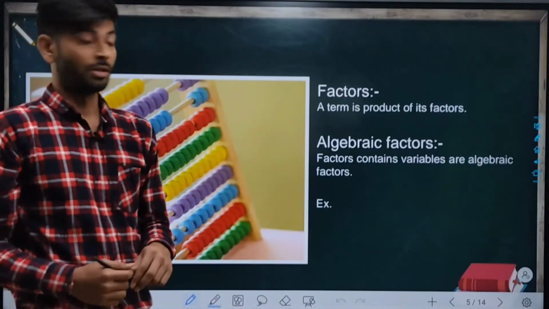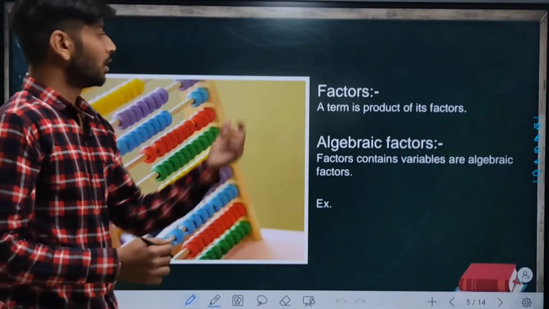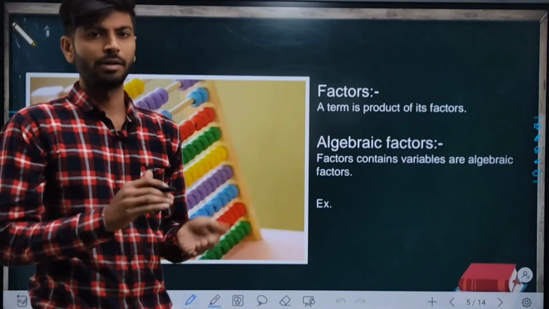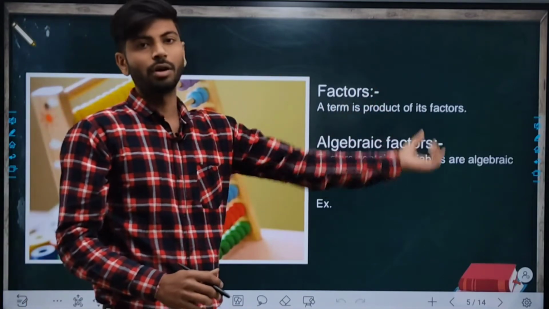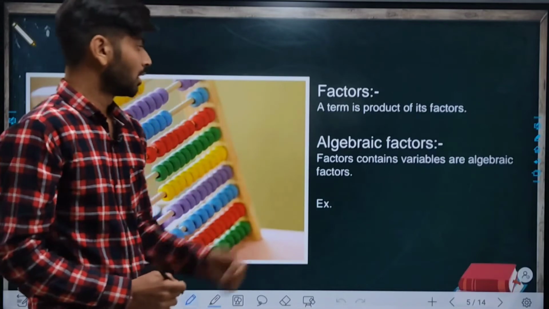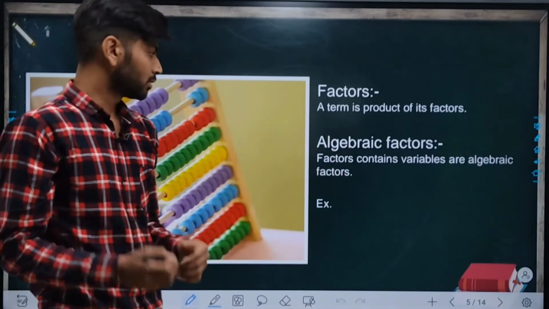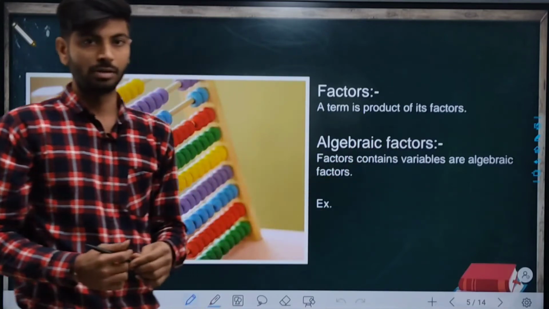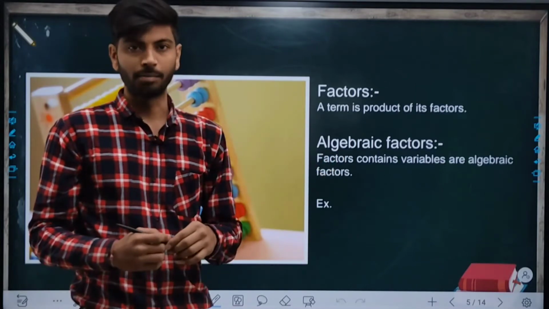Factors. So what are factors? It is also a new word for you. A term is a product of its factors. Just understand in simple words: a term is a product of its factors. Algebraic factors. What are algebraic factors? The factors which contain variables are algebraic factors. Let's understand it by one example.